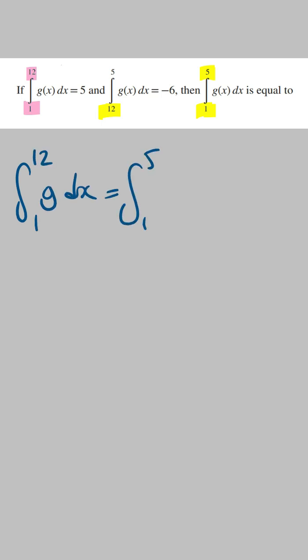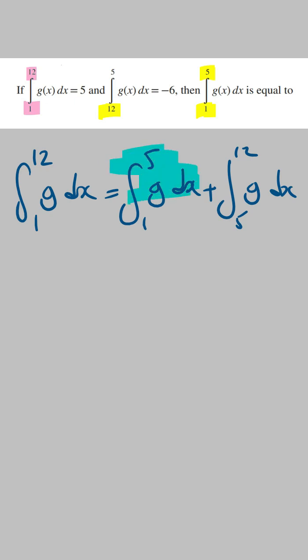To answer these types of questions, you need to know the properties of definite integrals. Now looking at this question, we've got the numbers 1, 5 and 12. And we're told the integral from 1 to 12 of g of x is equal to 5. And so applying the properties of definite integrals, we can write the integral from 1 to 12 of g dx is equal to the integral from 1 to 5 of g dx plus the integral from 5 to 12 of g dx. And what we need to find is the value of this integral.